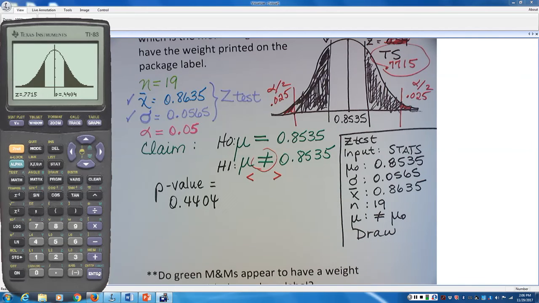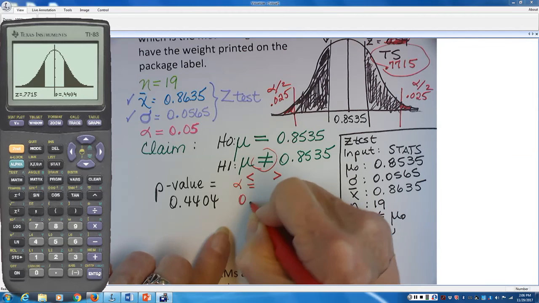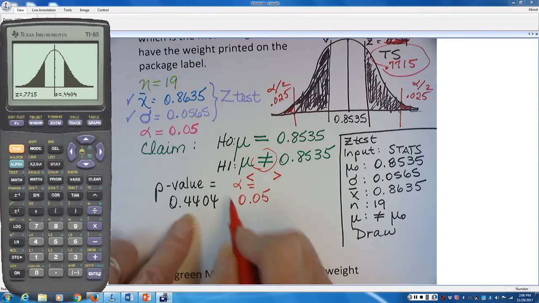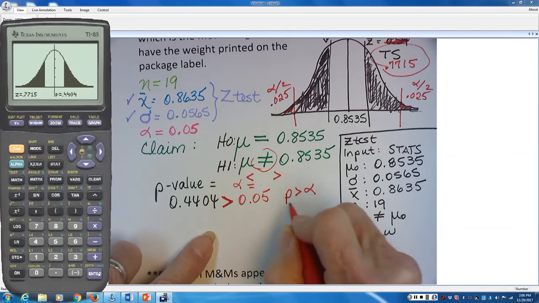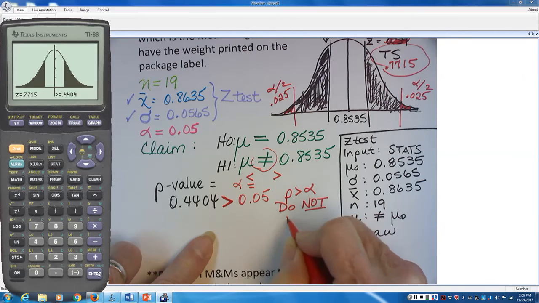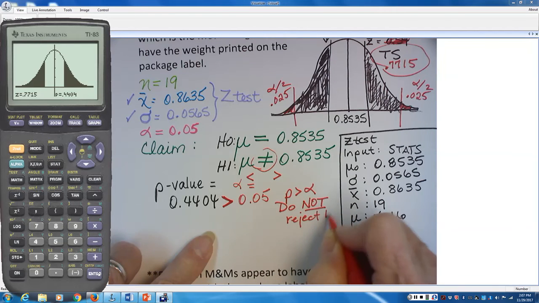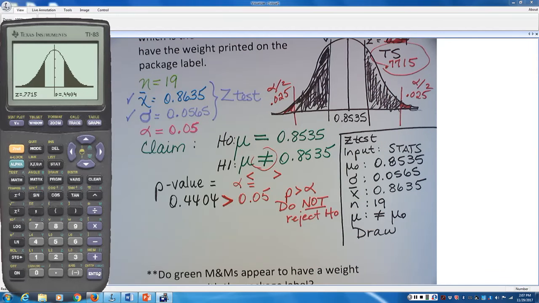And when you compare that to your alpha value, there's no getting around the fact that P is larger than alpha. Which means you are not going to reject H0. Remember, the black part is your p-value, and if it's a big p-value, it supports H0, it doesn't support H1. Okay?